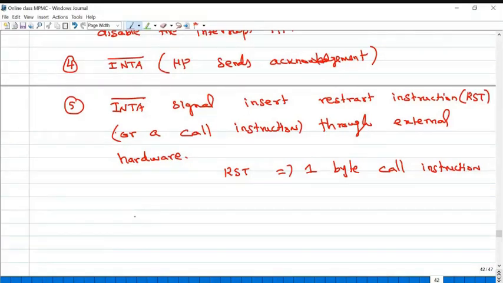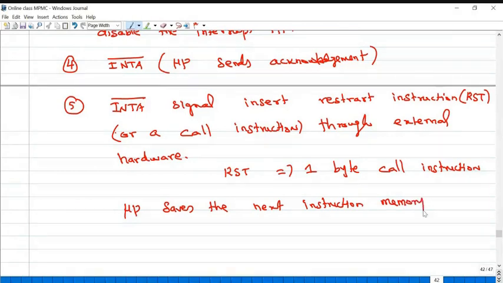Okay, so the microprocessor saves the next instruction's memory location in the stack memory. Before the program flow is transferred to the corresponding address location, the microprocessor saves the next instruction's memory location.